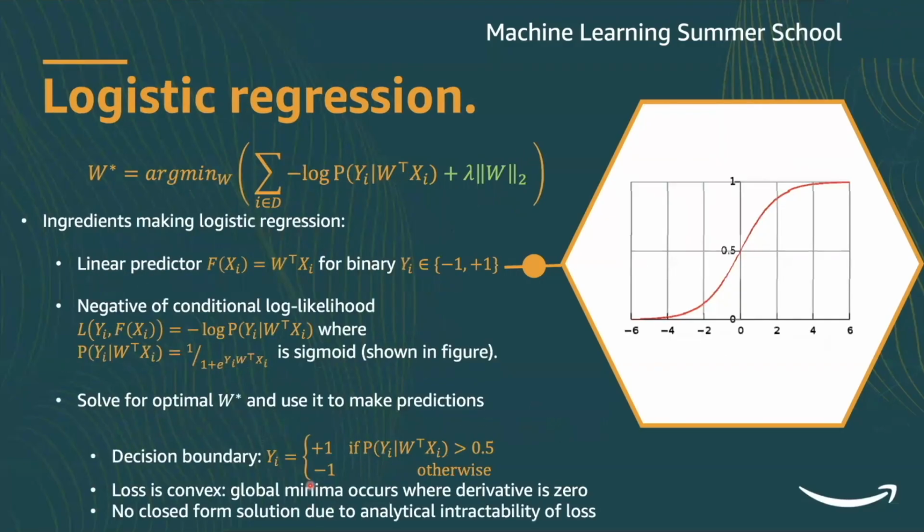Now we can extend this to logistic regression, which is really a method that applies for classification. The linear predictor continues to be the same. It's W transpose X, but the loss function is going to be a bit different. What we have here is a variable y that belongs to one of these two classes, -1 or +1. It's a binary classification problem.